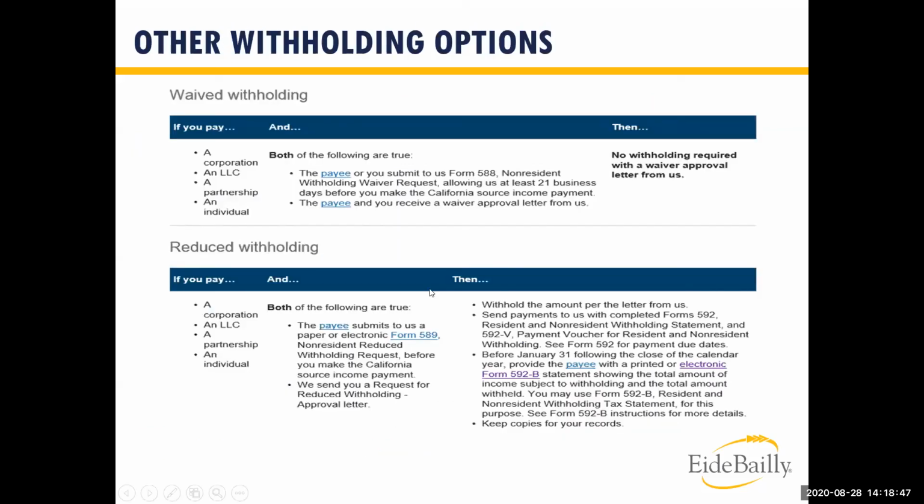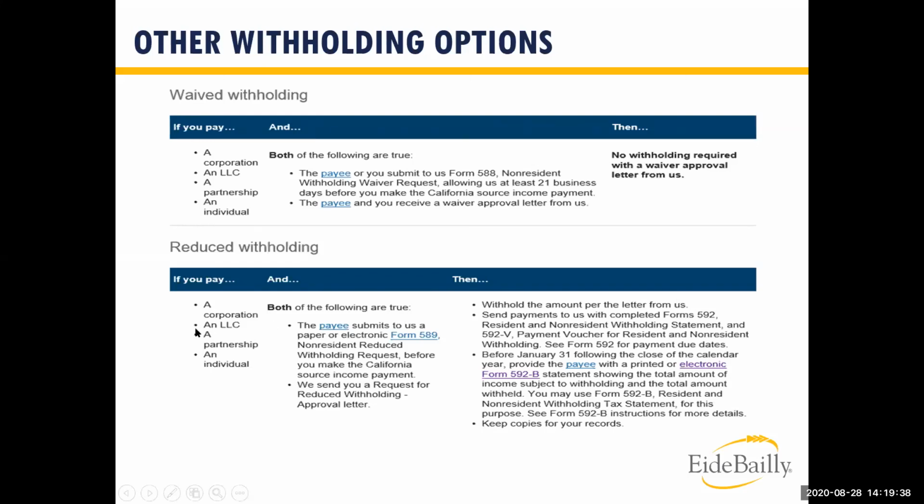Other withholding options. If you pay a corporation, an LLC, a partnership, or an individual, and they fill out the non-resident withholding waiver request, you don't have to withhold. But you have to wait until you receive a waiver approval letter. So if you start trying to get signatures on these forms 4/15 or 4/13, and you've got to make the payment by 4/15, California wants you to still make the payment until you get the approval letter from them. So of course, California wants you to jump through extra hoops before you're allowed to be out of that withholding obligation.